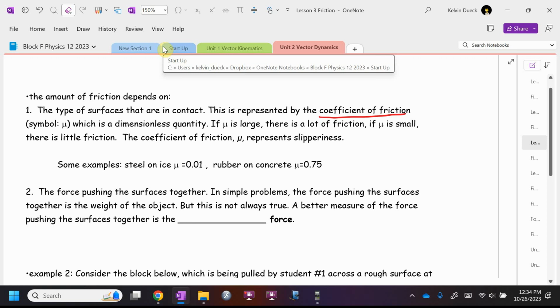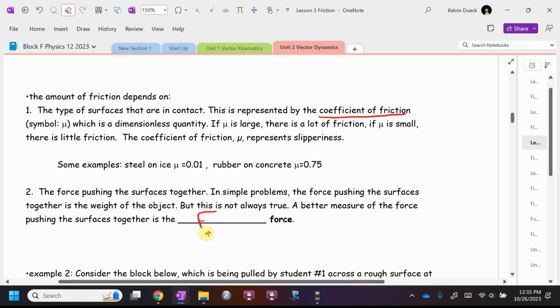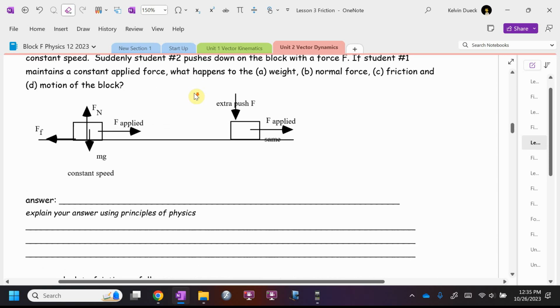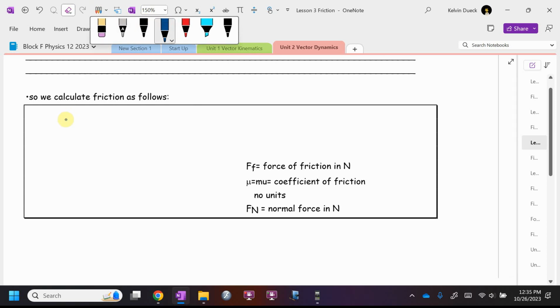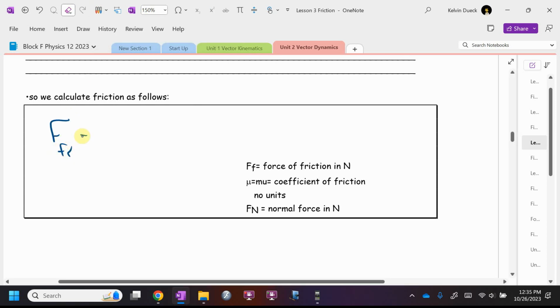We said it really depends on how hard the ground has to push up. So for a heavier object, the ground has to push up harder. But if you lift up, the ground doesn't have to push up as hard. Or if you push down, the ground has to push up harder. So what friction also depends on is the normal force. In fact, in this box at the bottom of the page, here it is. It's on your formula sheet, but most of you will memorize it. Friction is mu times the normal force.